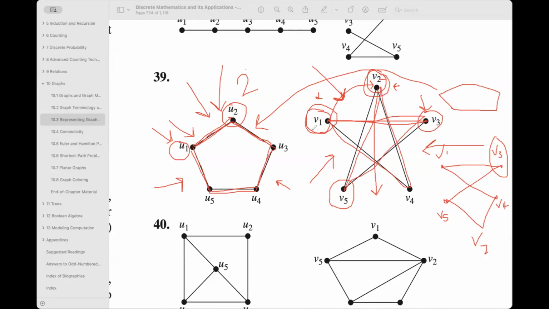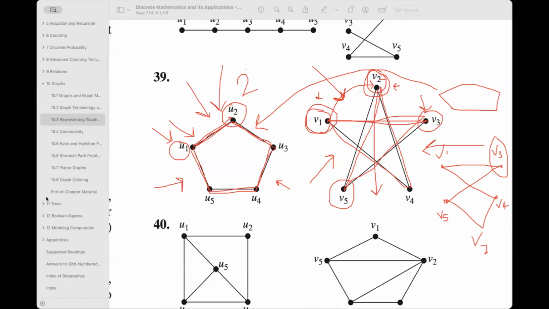So graph invariants are anything that doesn't change between two isomorphic graphs. The ones that you learned so far from Rosen are: 1, the number of vertices and edges; 2, the degrees of each vertex; and the last one is the length of a circuit or a cycle in a graph. Okay, right.